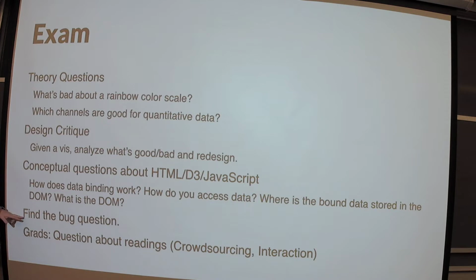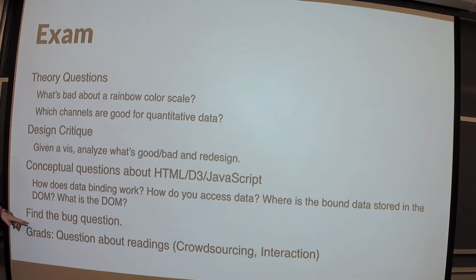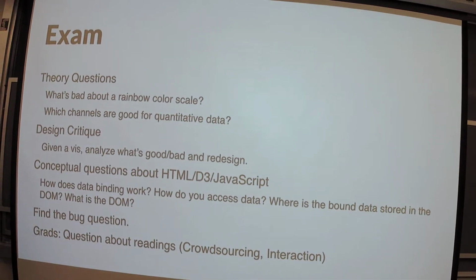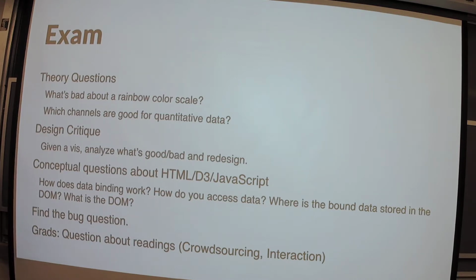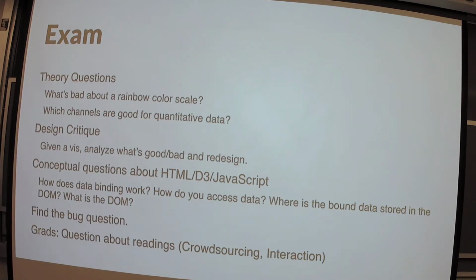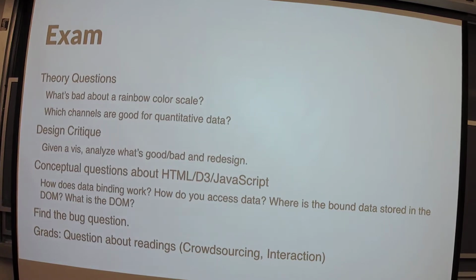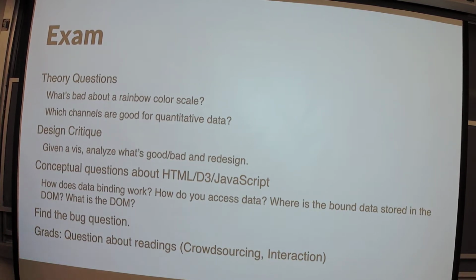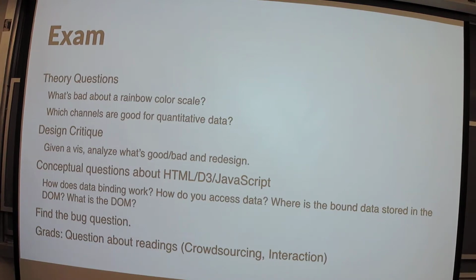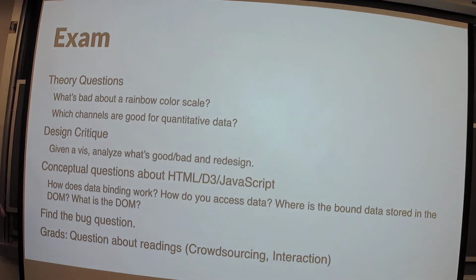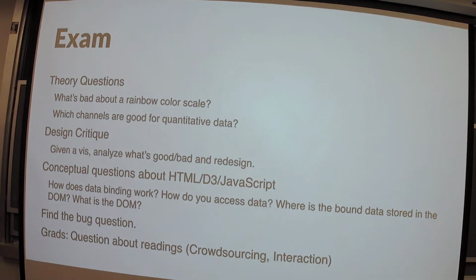And there's going to be a find the bug question. There's going to be a code snippet, and you will need to analyze that code. It will not produce exactly what it should produce, and you will need to find what the problem is and how you can fix it. This is again not some subtle syntactical or wrong signature thing, but it's going to be something about how you really structure D3 code.